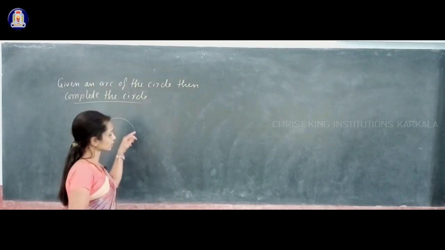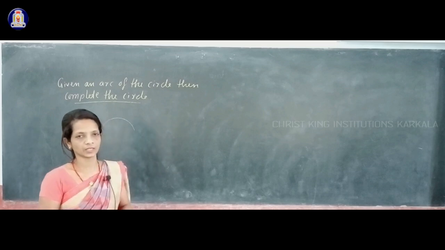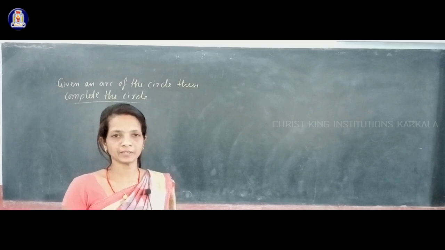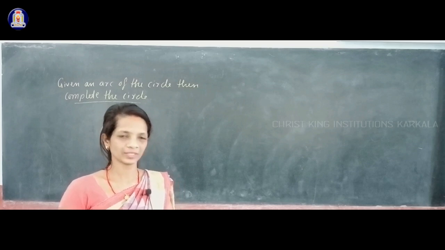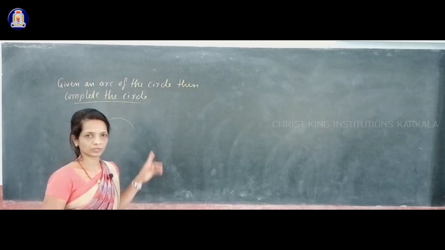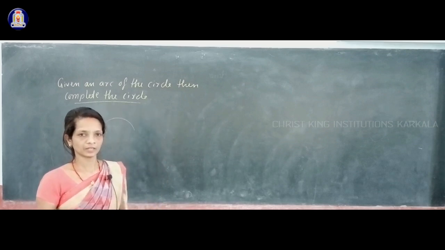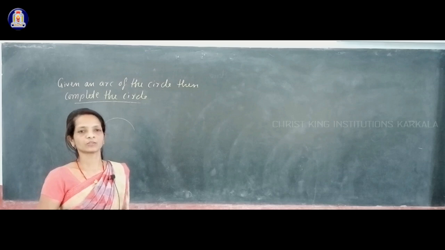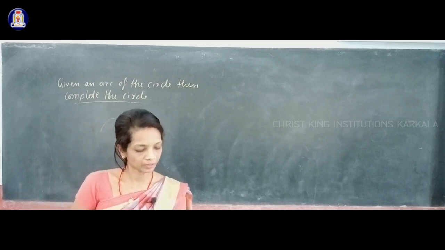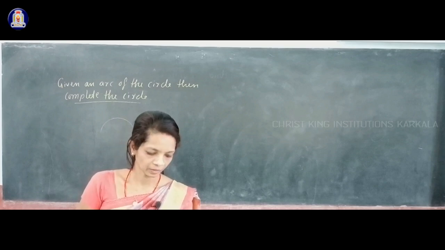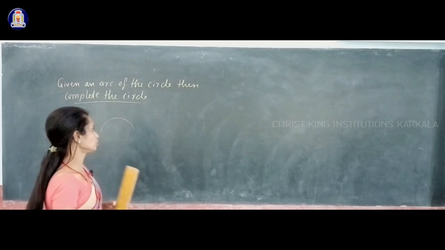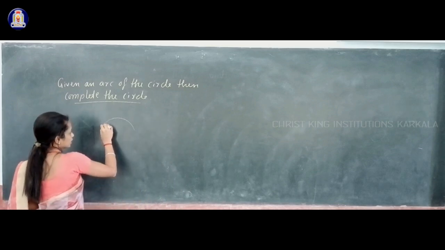Arc means a part of the circle. Then how to complete the circle? To draw a circle, we need a center and a radius of the circle, right? So how to get the center of the circle? For that you have to use the same procedure we followed for a circle passing through three non-collinear points. What we did there, we have to do here also. Suppose you are given an arc of the circle like this; you have to take three points, any three points you can take.